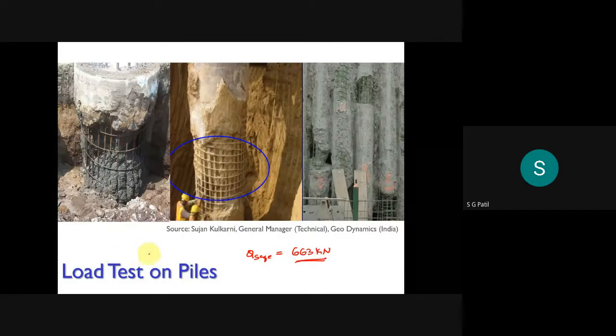So this topic is very important: load test on the pile. The pile load test is the direct method of determining the allowable load. We have the indirect methods, that is, the static approach or the dynamic approach. Both are indirect methods. So this is the direct method to determine the allowable load on the pile.